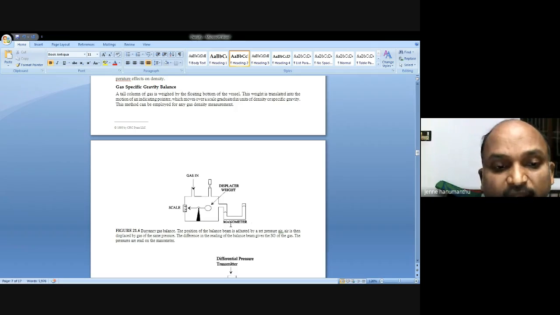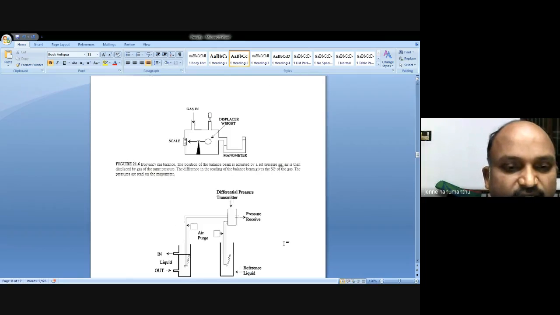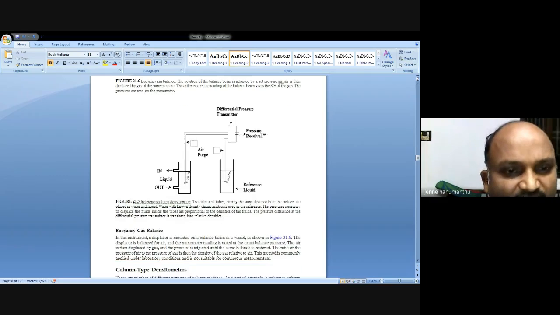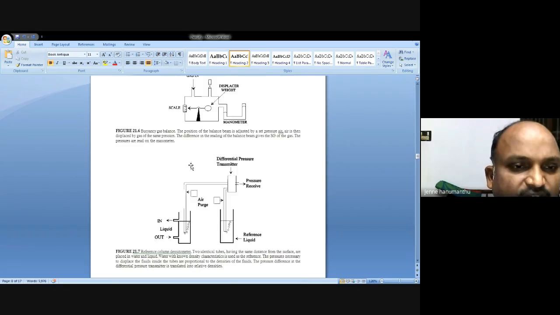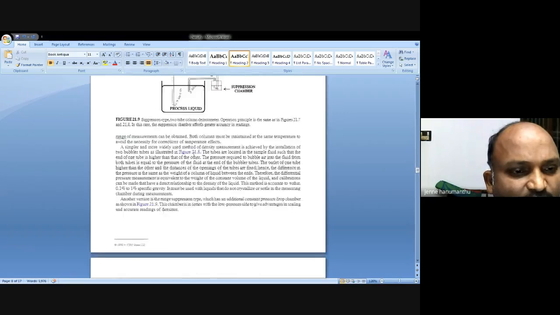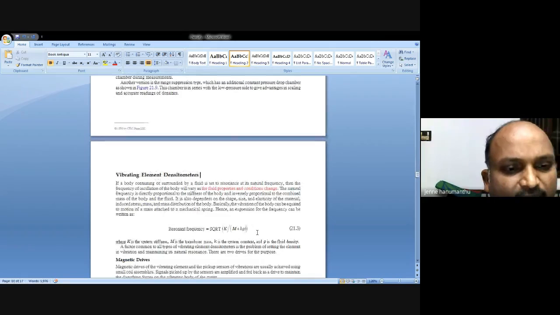And the manometer showing some other value. That value shows the known density of the gas, like this. And there is also some other type of manometer, but it is not available, it is not part of your syllabus. And next one is vibrating element density.